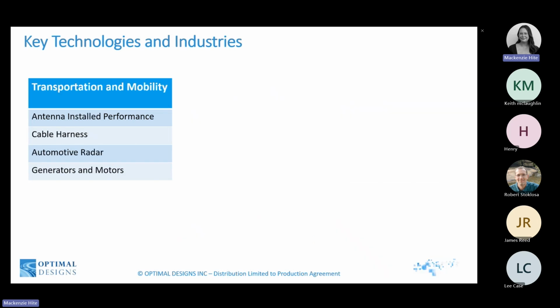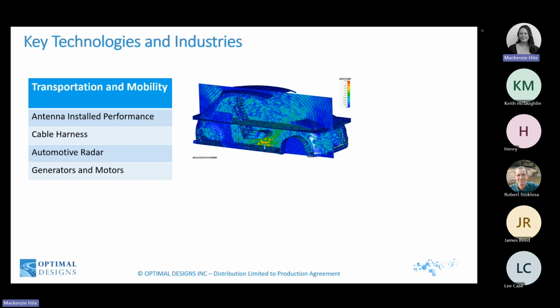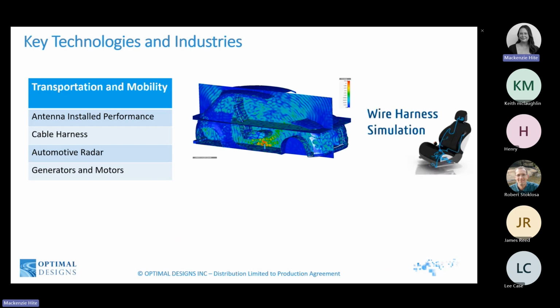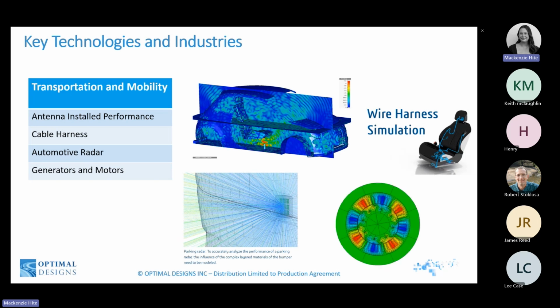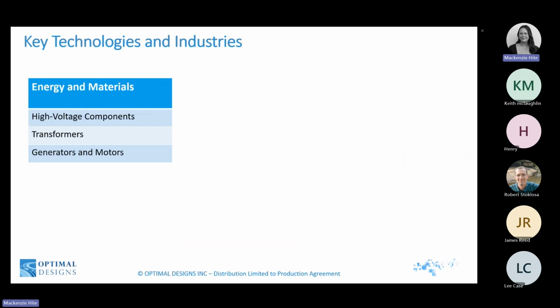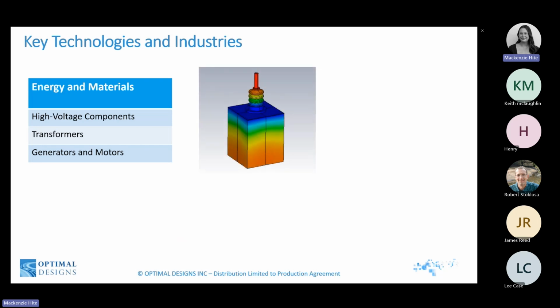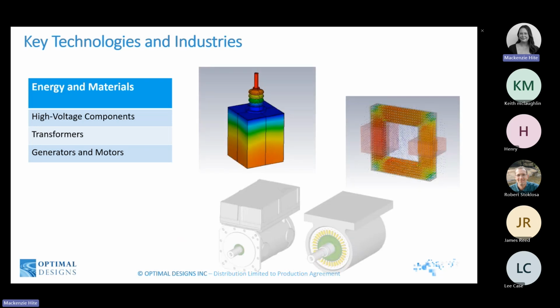In transportation and mobility, antenna performance and placement are important, along with cable harness design, automotive radar for range finding and velocity, and of course, electric motors. In the energy market, components include high voltage devices, transformers, and motor or generator design.